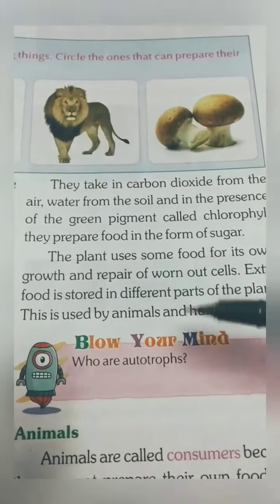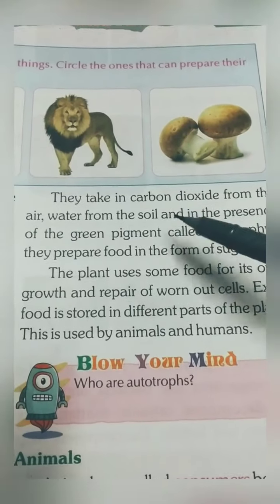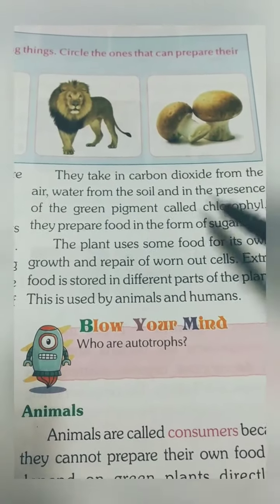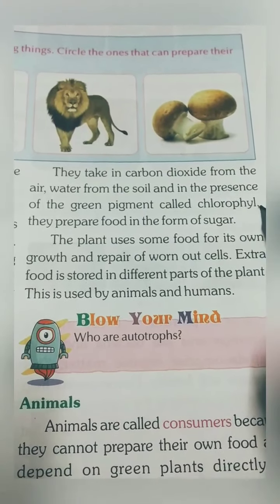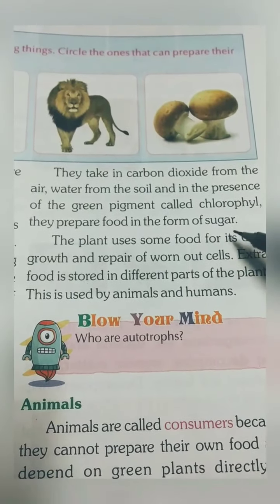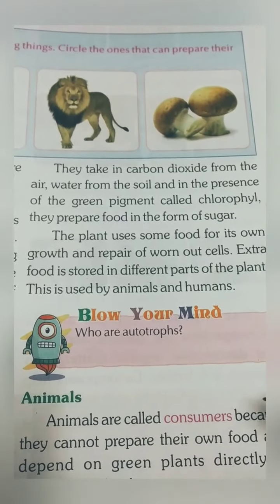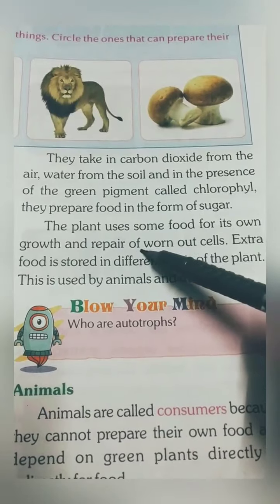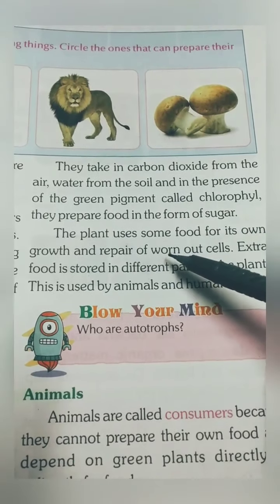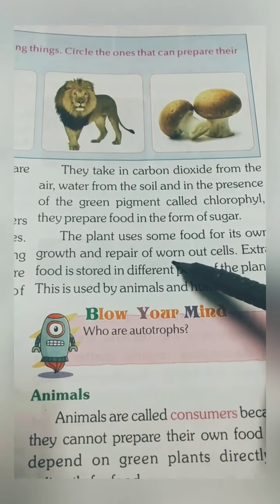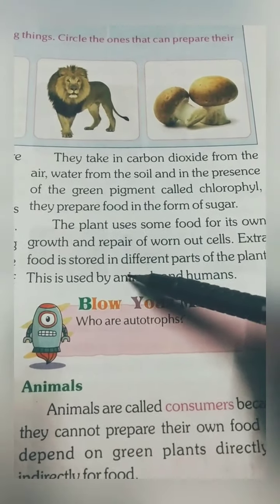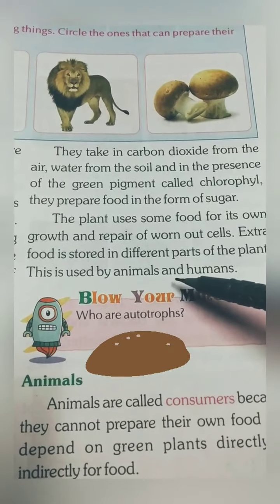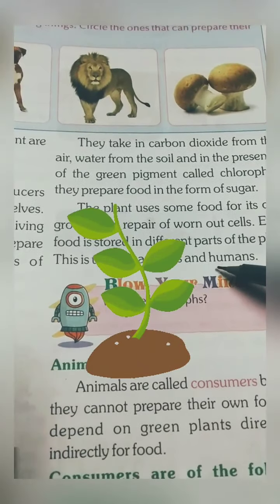Now they have written, they take in carbon dioxide from air, water from soil, and in the presence of a green pigment called chlorophyll, you have to underline this, they prepare food in the form of sugar. The plant uses some food for its own growth and repair of worn out cells. Worn out means ruptured cells. Extra food is stored in different parts of the plant and this is used by animals and humans.